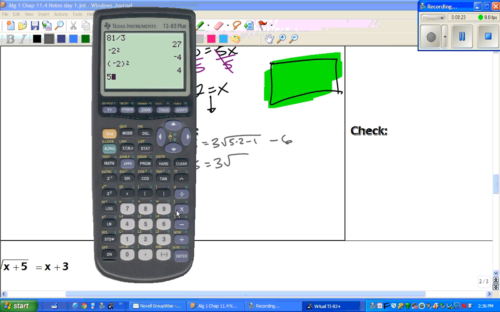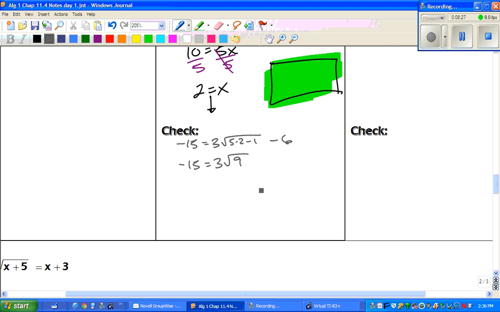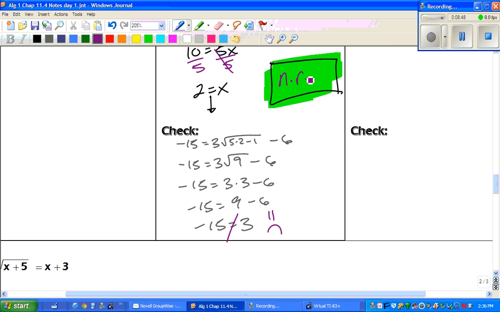Now, you can do the 5 times 2 minus 1 all together and get 9. The square root of 9 is 3. 3 times 3 gives us 9, and 9 minus 6 is 3. That doesn't equal, so our answer is NRS, no real solution.